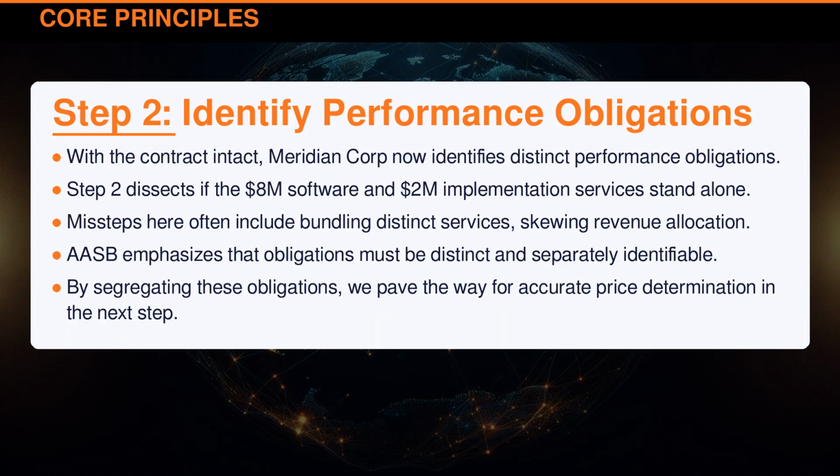With the contract intact, Meridian Corporation now identifies distinct performance obligations. Step 2 dissects if the $8 million software and $2 million implementation services stand alone. Missteps here often include bundling distinct services, skewing revenue allocation. AASB emphasizes that obligations must be distinct and separately identifiable. By segregating these obligations, we pave the way for accurate price determination in the next step.